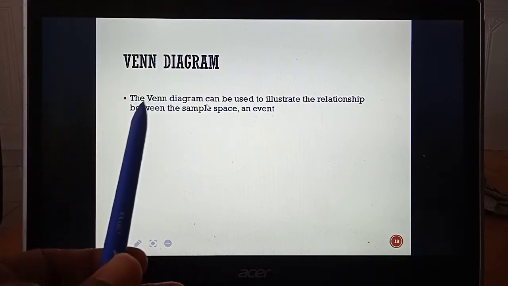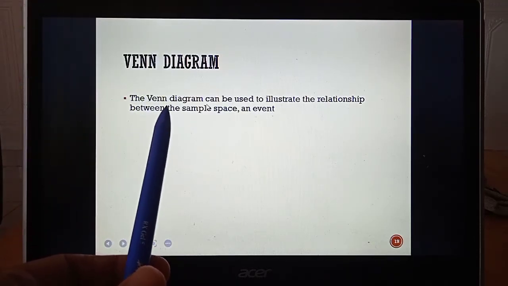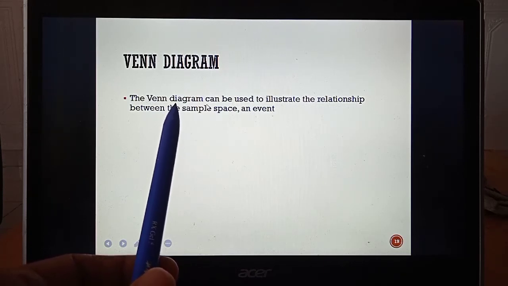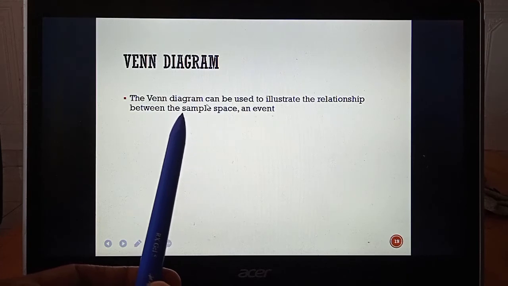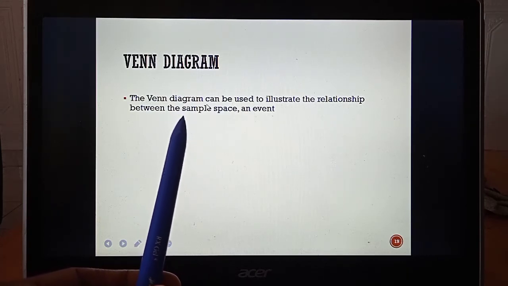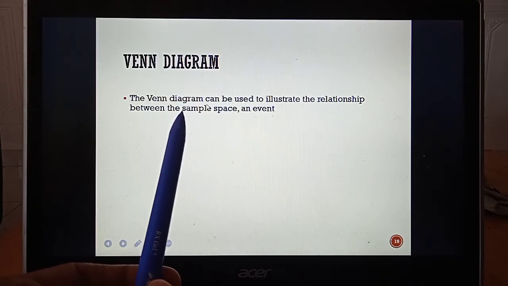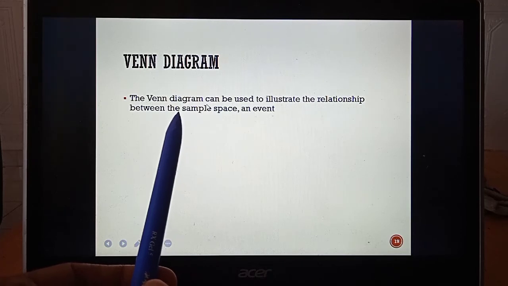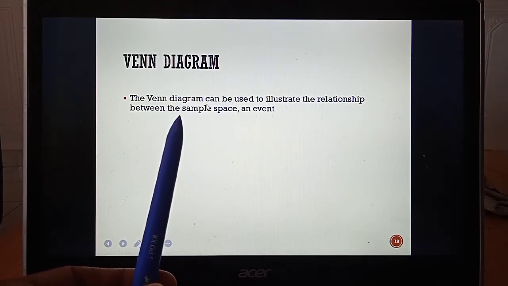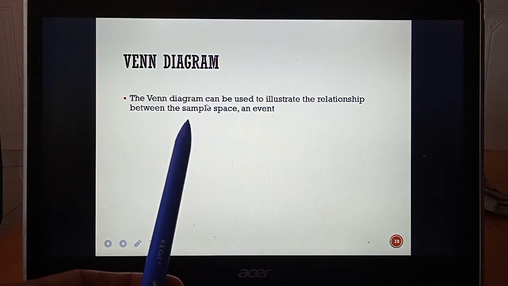Okay, next is about Venn diagram. Venn diagram can be used to illustrate the relationship between the sample space and an event. Okay, so dalam sample space dalam kajian yang kita buat tu, kita boleh represent event of sample space using Venn diagram. Okay, dia lebih pada rajah-rajah yang kita lukiskan untuk menunjukkan hubungan di antara satu event dengan event yang lain di dalam sample space kajian kita.